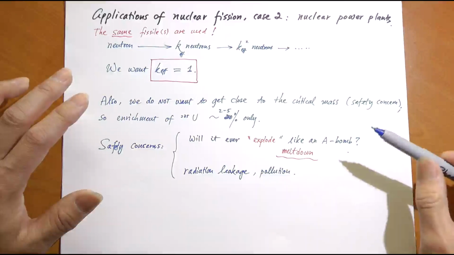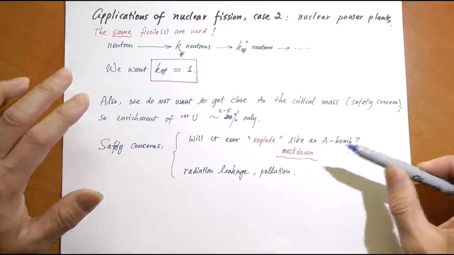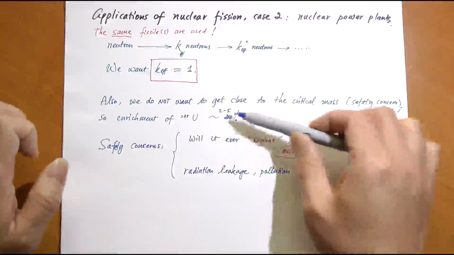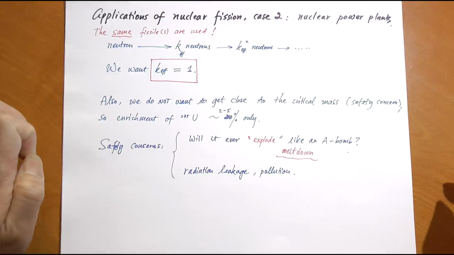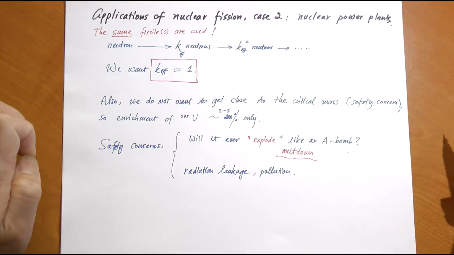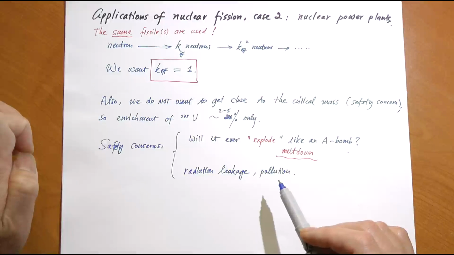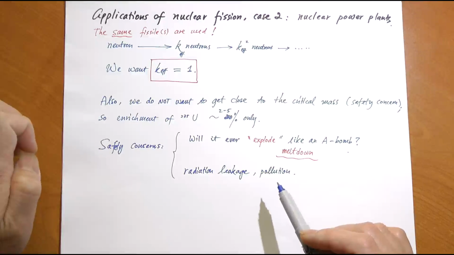So it is the nuclear pollution that you're really worried about, not a nuclear explosion like an atomic bomb, because this will not happen due to the far less enrichment compared with bomb-grade fissile material. It is the radiation that leaks into the environment that we should really be concerned about.